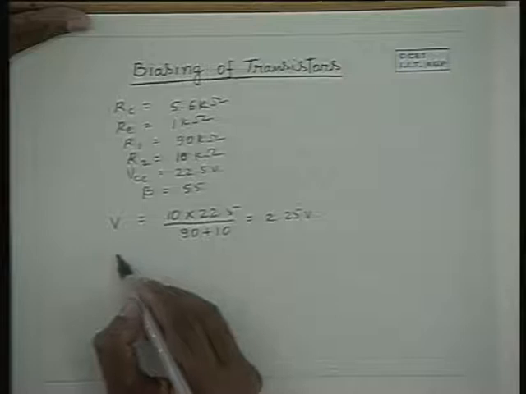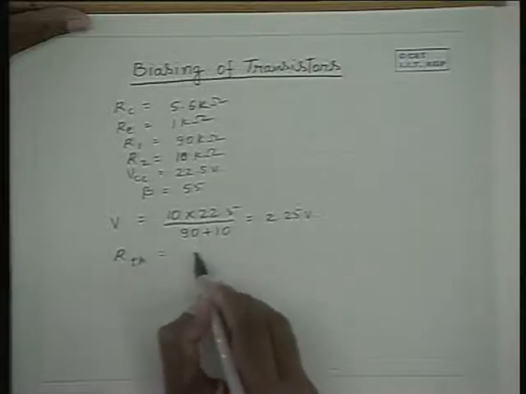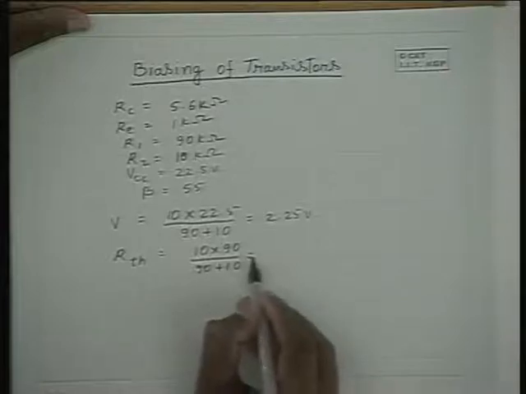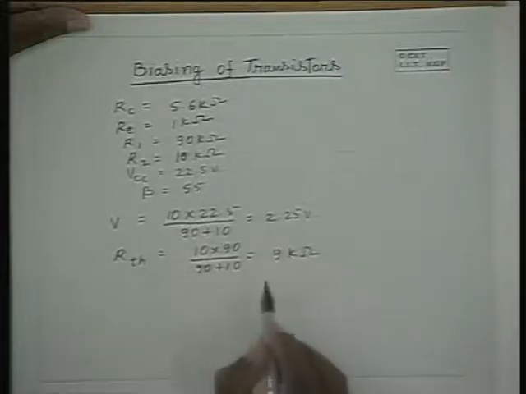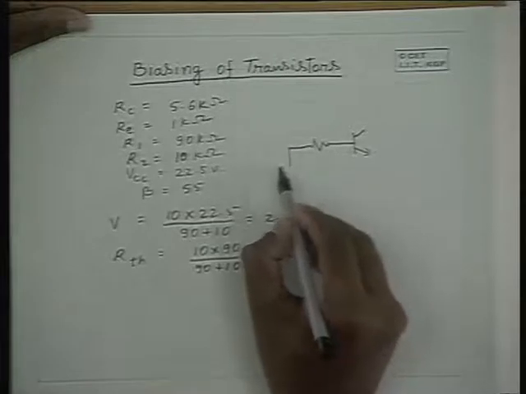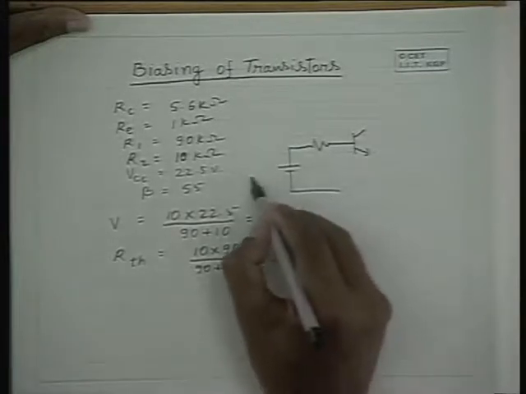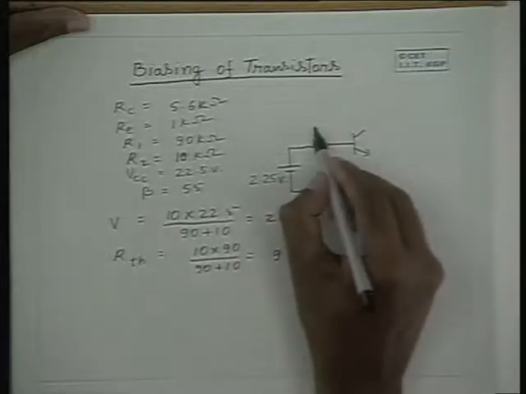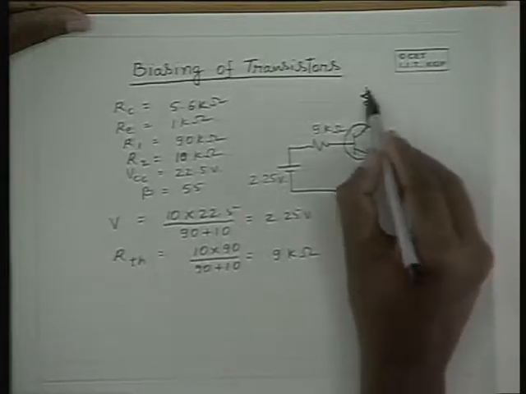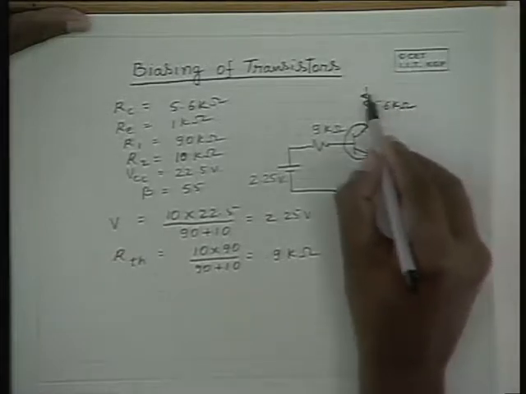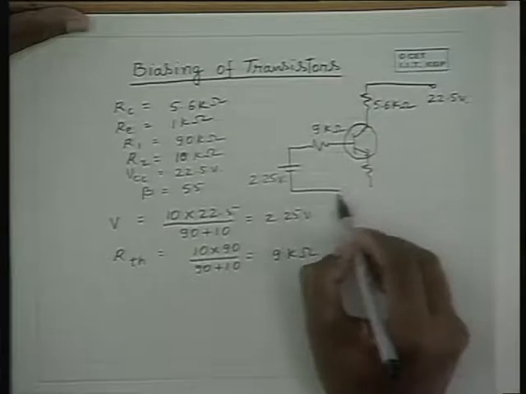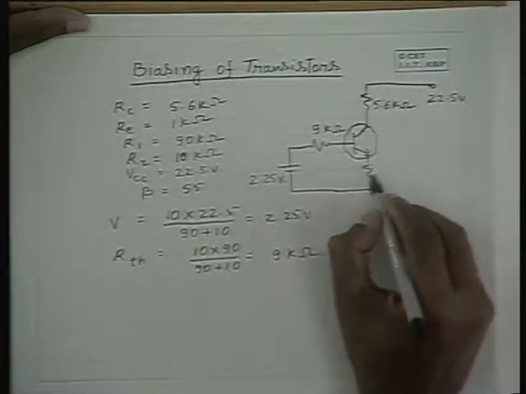Similarly, the Thevenin's resistance RTH can be obtained as the parallel combination of 10 and 90 kilo ohms, which gives us 9 kilo ohms. So with this, now we have this circuit, the Thevenin's equivalent on this side, with this given by 2.25 volts, and this one equal to 9 kilo ohms, and this resistance given as 5.6 kilo ohms, and this voltage is equal to 22.5. And here we have an emitter resistance of 1 kilo ohm.